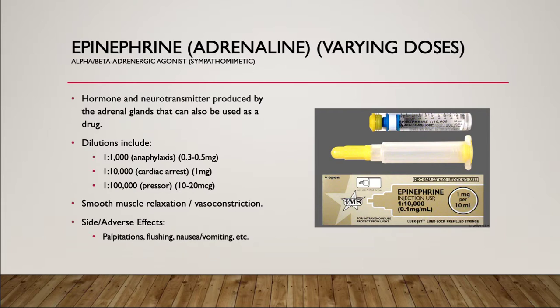So moving on from that, we can think about the epi 1 in 10,000, which is used in cardiac arrest, and then the epi 1 in 100,000, which is used in cardiogenic or distributive septic shock, any sort of gross hypotension. So just to give you a quick heads up, as far as the dilutions go, it can be a little bit tricky, and truth be told, I'm not even completely certain why they market it as those dilutions, but they're serial dilutions that you're making, right?